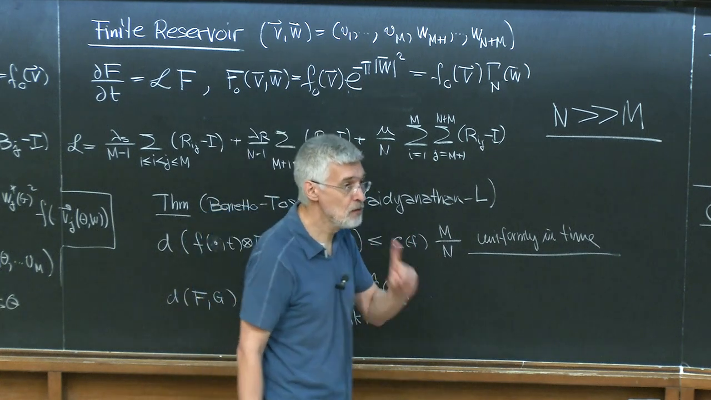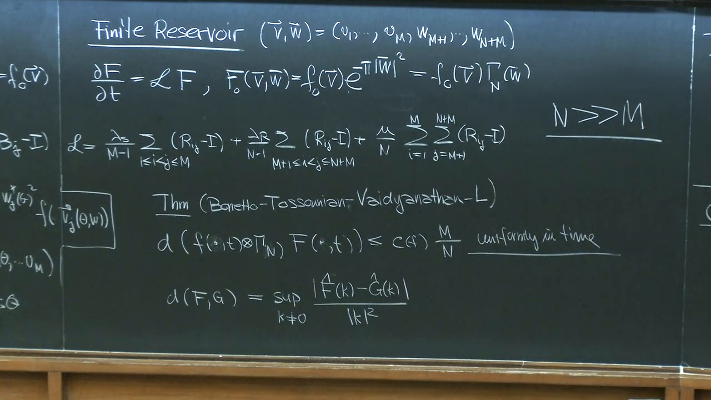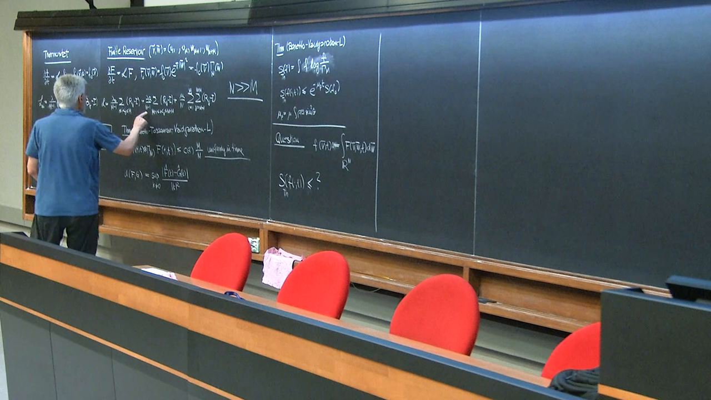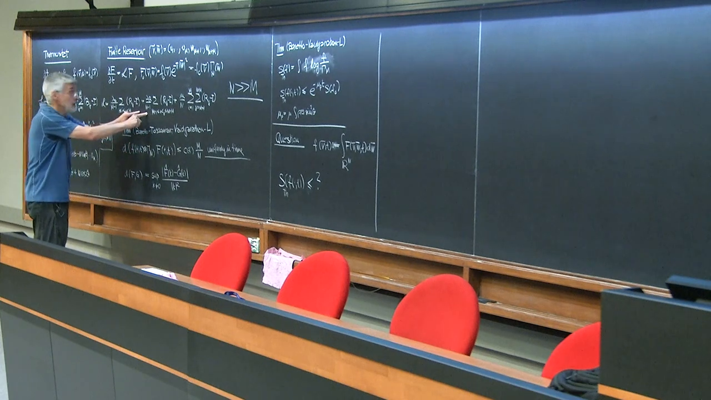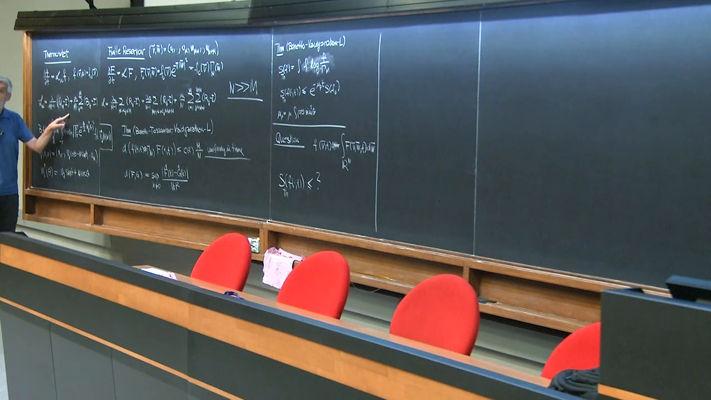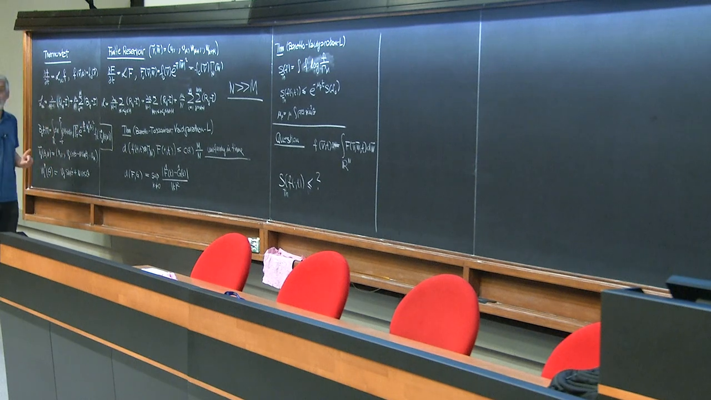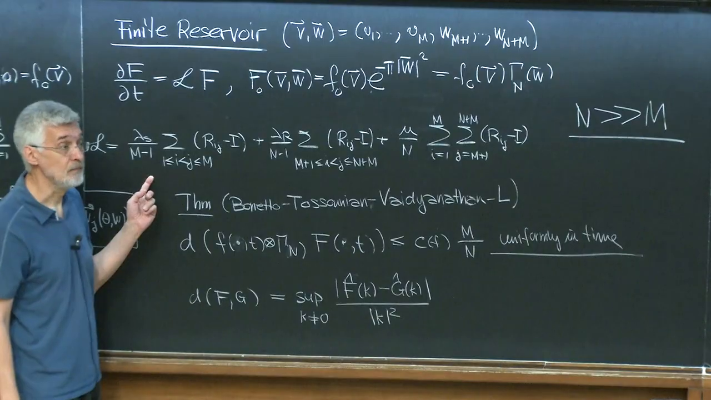And this is uniformly in time. So in other words, when you choose n very large, this system here, which is very complicated, is described by that system, which is fairly simple, uniformly in time, right? So these two things keep close together forever and ever and ever. Notice, there's a funny thing about this. What's the thermal state here?